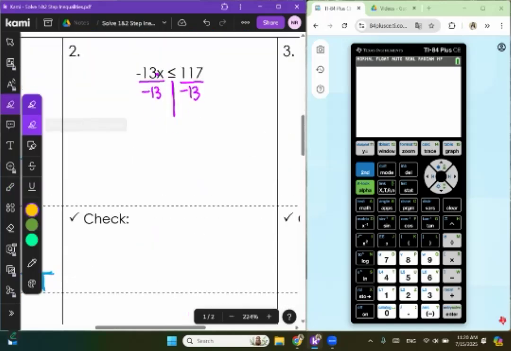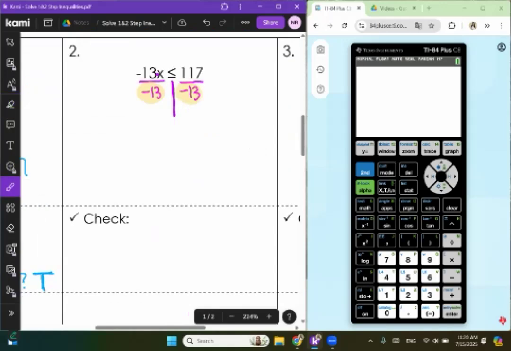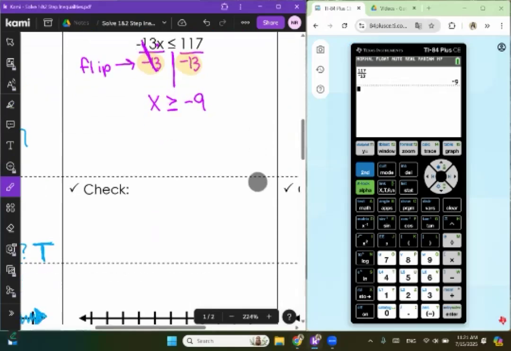The number that is moving across the line is a negative number. Because that is a negative number, what do we have to do? We must flip the symbol. So this less than or equal to will flip and turn into greater than or equal to. Now the rest should be pretty similar. 117 divided by negative 13 is negative 9. Okay, so give me a number that's greater than negative 9. I'm just going to use last year's example, which was a 15.